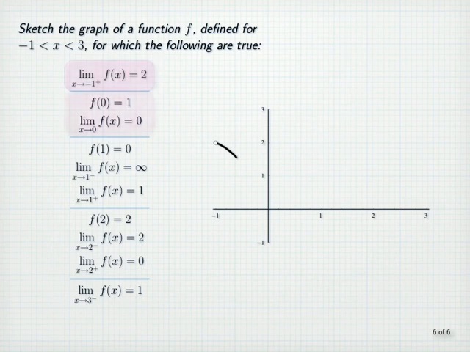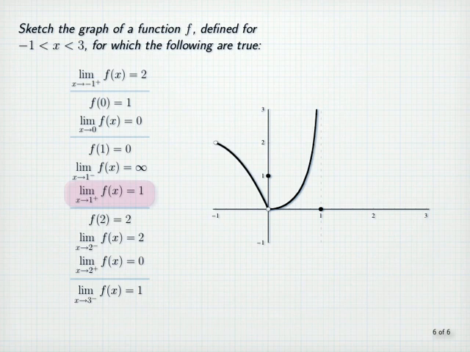Since f of 0 is 1, we'll plot the point 0, 1, and since the limit as x approaches 0 is 0, the graph might look something like this between -1 and 0. Next, we plot a point at 1, 0, and we note that the infinite left-sided limit at 1 means that the line x equals 1 is a vertical asymptote. Since f of x approaches positive infinity as x approaches 1 from the left, and again using the fact that the limit at 0 is 0, we conclude that the graph might look something like this between 0 and 1.